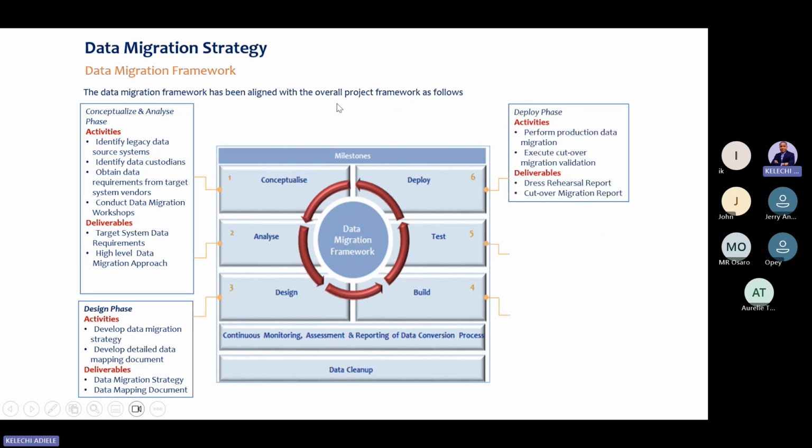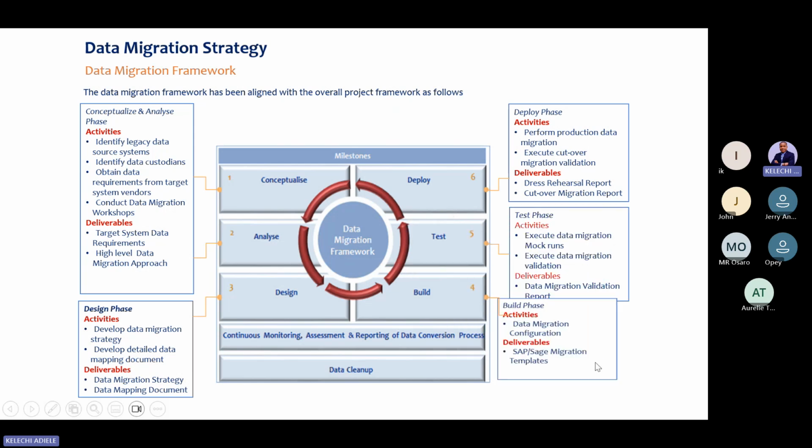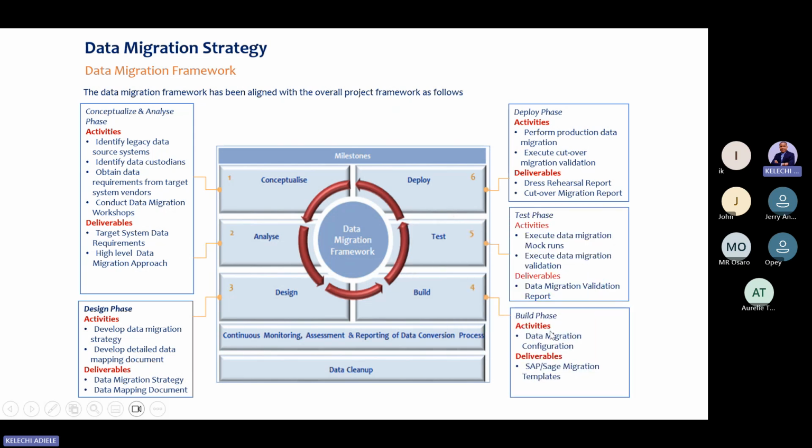The sixth is deploy. No, of course, that's not the sixth. The build is the next. So let's say the build is when you are finished documenting and coming up with the strategy and mapping documents, you have to build the phase. So you have to do a data migration configuration, and the deliverable is the Sage or SAP data migration template. So I'll give you the templates.